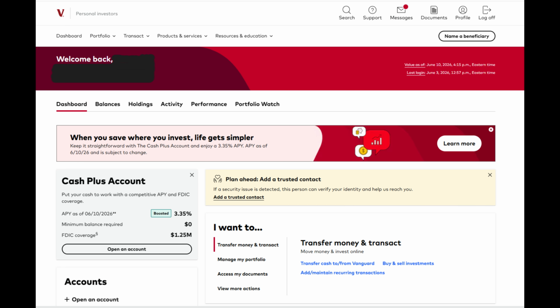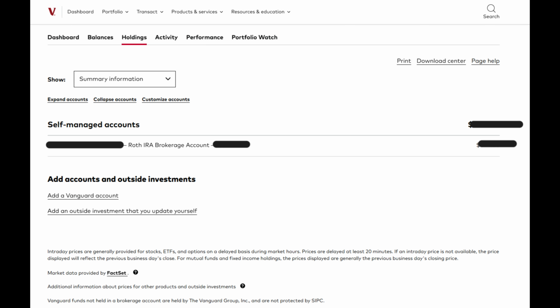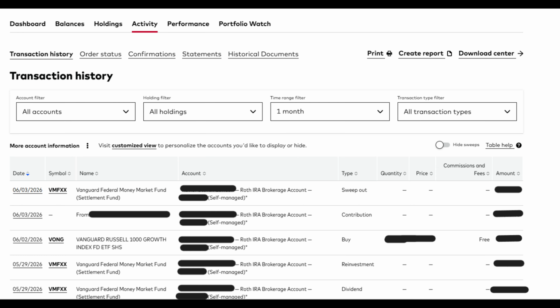There are 4 areas I pay attention to most. Portfolio value. This shows the total value of your investments. Holdings. This displays every ETF, mutual fund, or stock you own. Performance. This section tracks gains and losses over different time periods. Activity. Here you'll see purchases, deposits, dividend payments, and reinvestments or compounding.